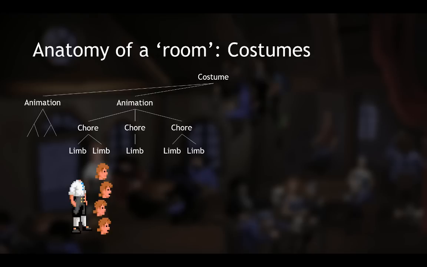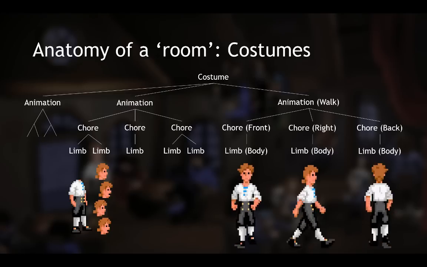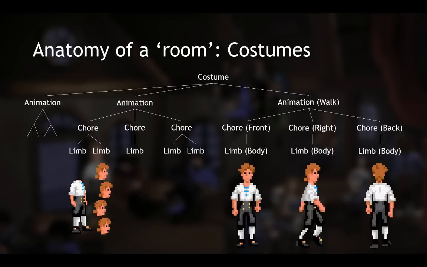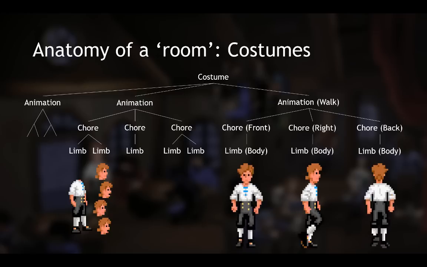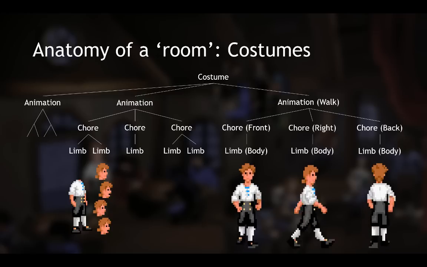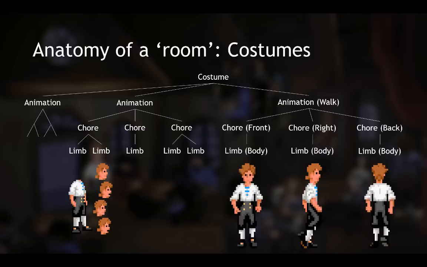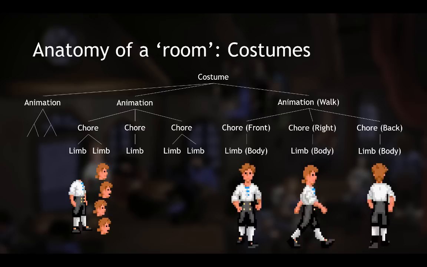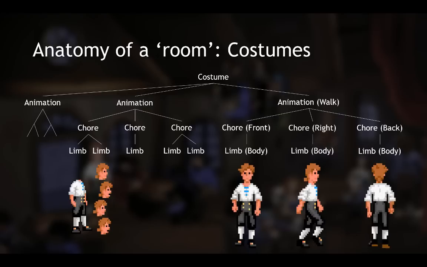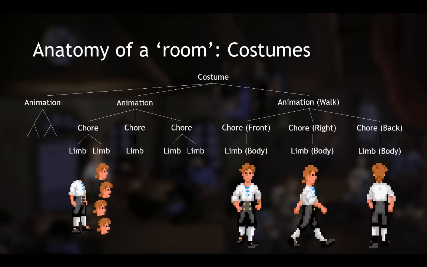Now, I mentioned chores, and chores are essentially an instance of a specific animation. So, for example, for a walk animation, it of course matters which direction the character is facing when it comes to selecting the sprites that should be displayed. So for the walk animation, there's a chore for the front, so Guybrush is walking towards the camera, Guybrush is walking to the right, and Guybrush is walking away from the camera. And these have different lists of sprites that need to be displayed.